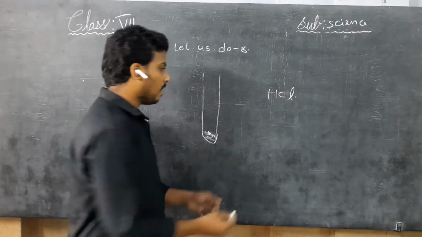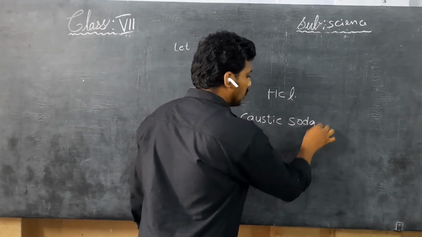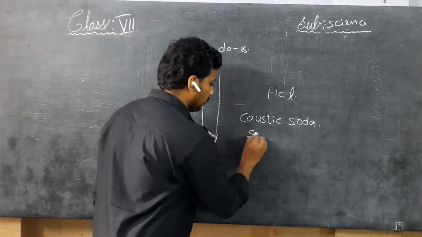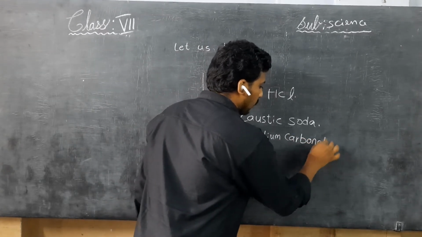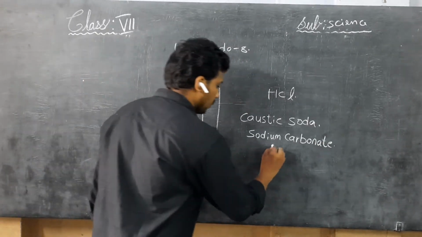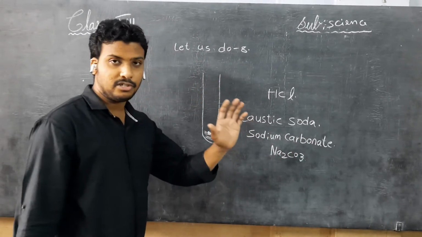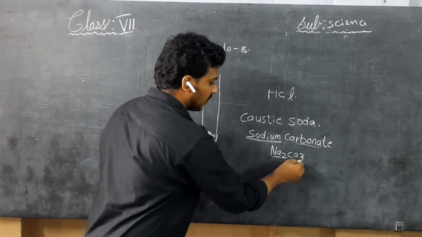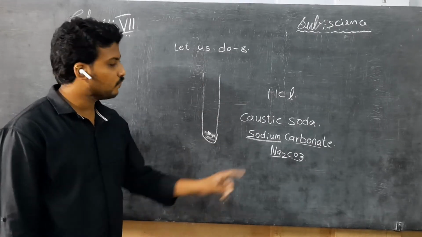Now, you take caustic soda, also called washing soda or sodium carbonate, children. What is the chemical formula of sodium carbonate? Na2CO3 is the chemical formula of sodium carbonate. You take 10 drops of sodium carbonate.